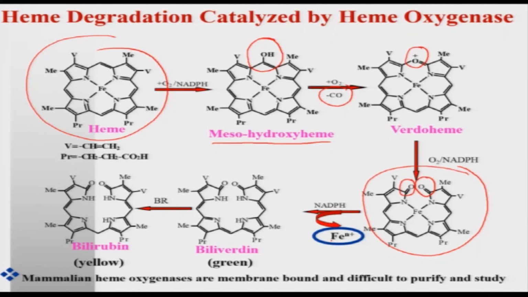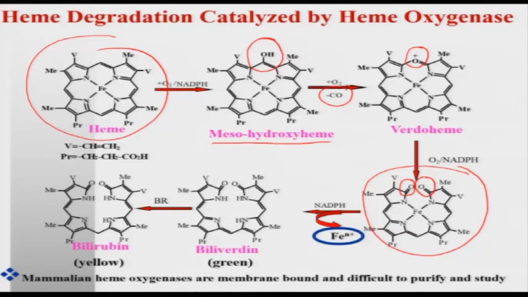However, during this process there are two things to be noted. The first is the formation of mesohydroxy heme, which is highly reactive towards oxygen and responsible for its decomposition to biliverdin and bilirubin, and this bilirubin, after conjugation with glucuronic acid, is excreted through the process.